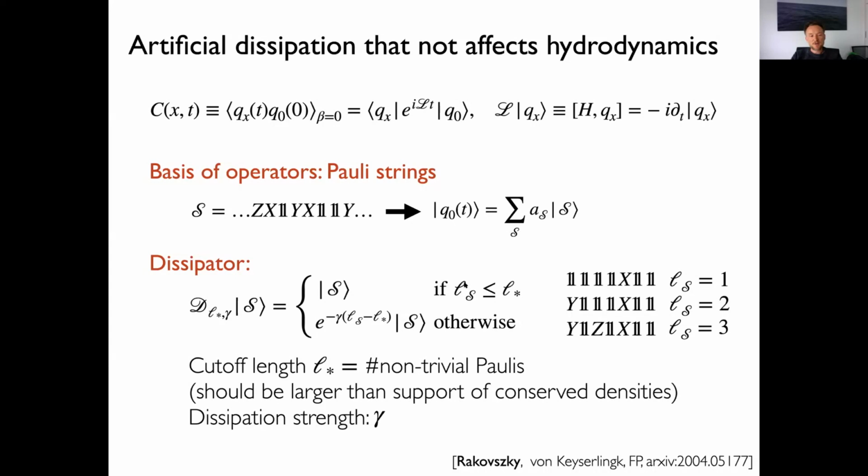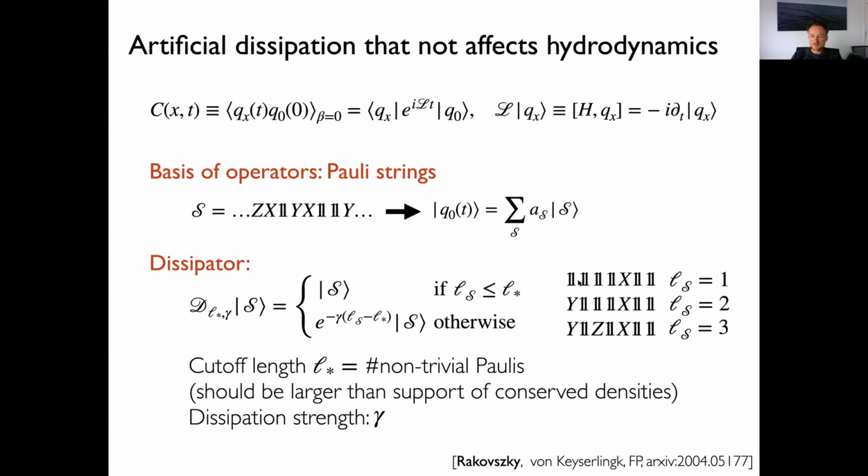So now what we're going to do is occasionally apply a dissipator. And the dissipator is doing the following. We take our operator and apply this super operator D, L star, and gamma. And this is not doing anything if the operator string is short.